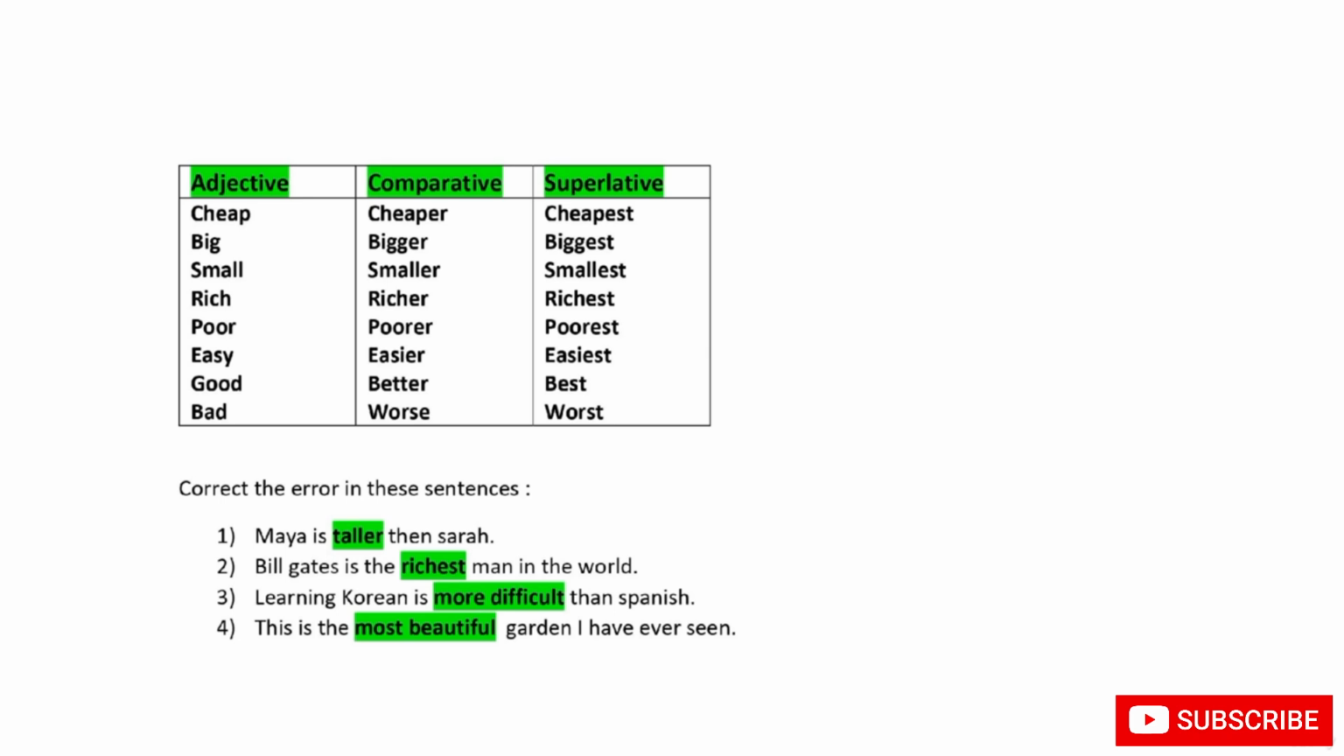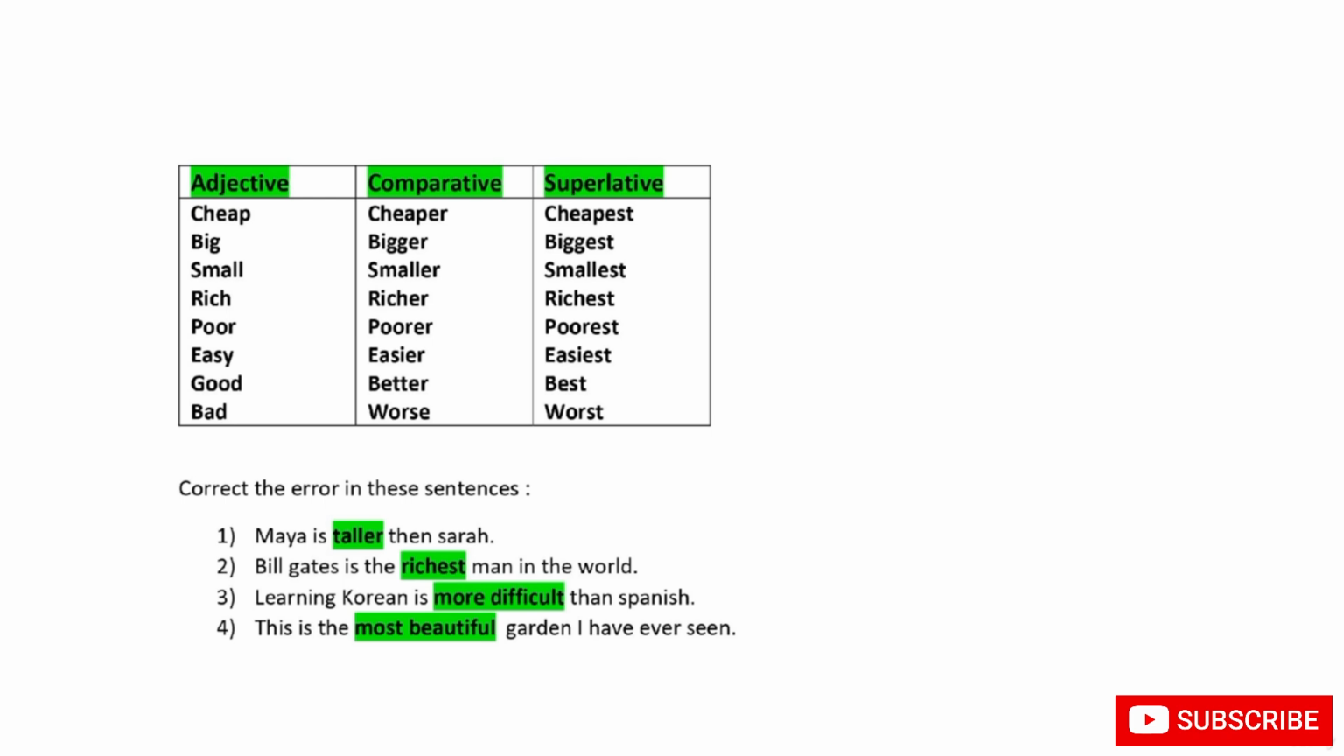And finally, what about number 4? Here, the problem is the word beautifulest. Actually, there's no such word. We cannot say beautifuler and beautifulest. The adjective beautiful does not have those forms. Instead, we have to say more beautiful and most beautiful. So this is the most beautiful garden I have ever seen.